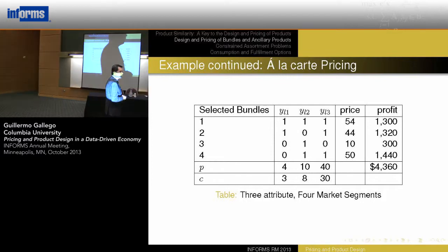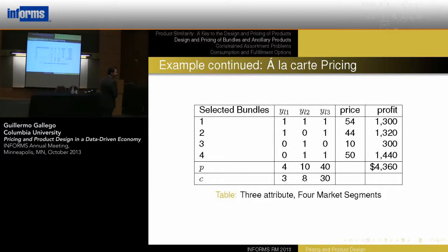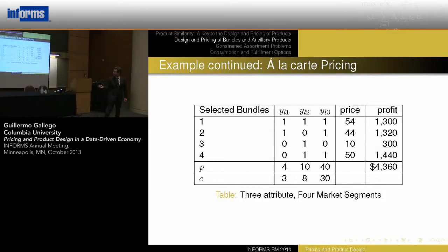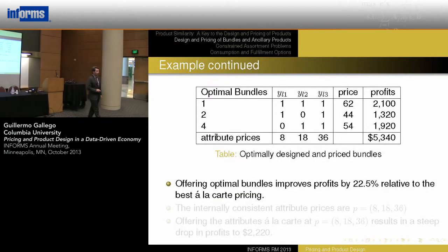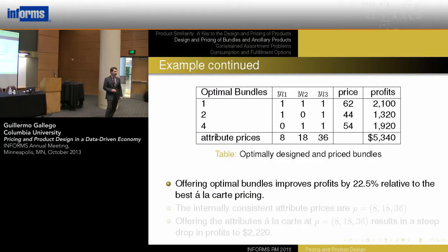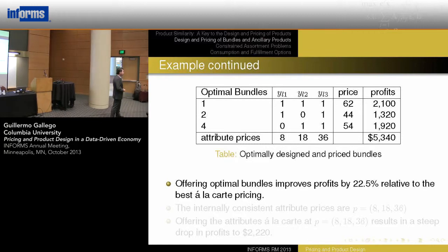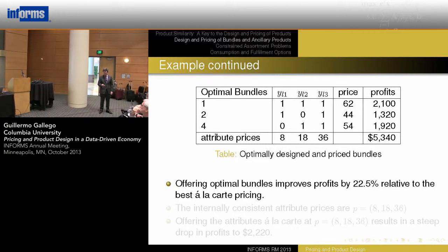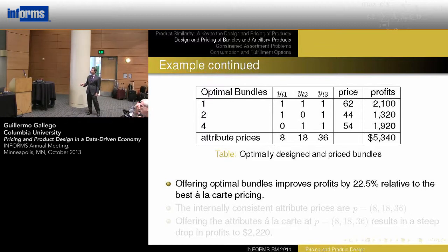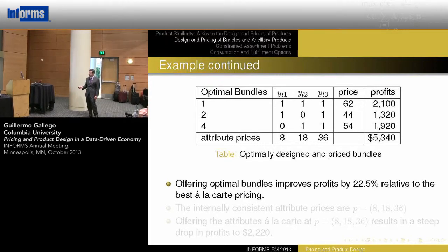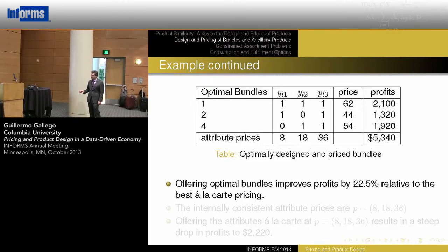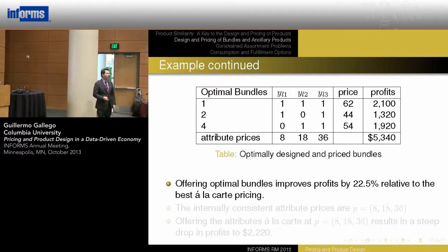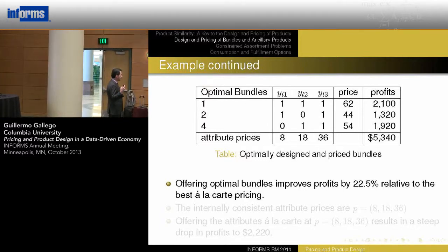But what if you sell bundles? If you sell bundles, you can get an increase in profits of 22.5%. And the way you do it is you sacrifice market segment 3, and you sell these bundles at those prices. This is the internally consistent vector of attribute prices that came from that theorem that I discussed a few minutes ago.